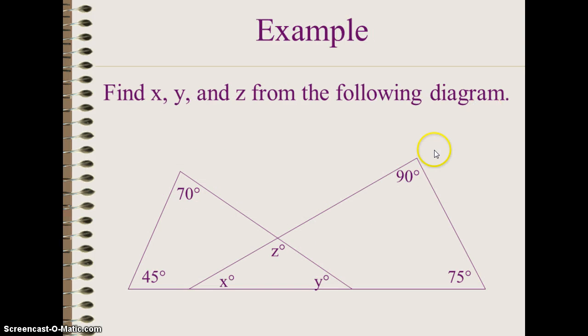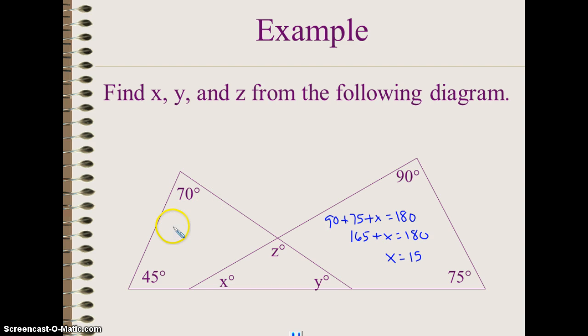So a quick algebra-based example on this. We have three triangles that are showing up here. We've got this large triangle with a 90 and 75. We've got another triangle with a 70 and 45. And then we have this triangle on the inside. In this diagram, I want to find x, y, and z. So the first thing I'm going to do is consider this triangle with a 90 and 75. 90 plus 75 plus x has to equal 180. So when I add these together, I get 165 plus x equals 180, and I find out that x is 15. Again, using the three angles of a triangle add up to 180.